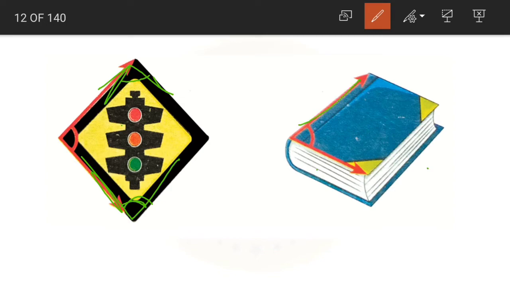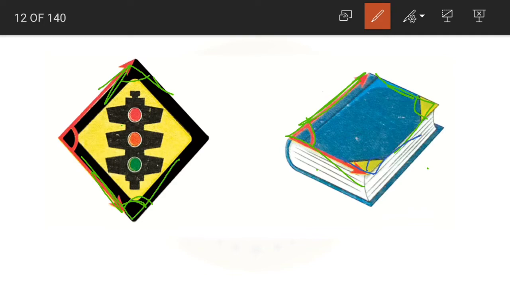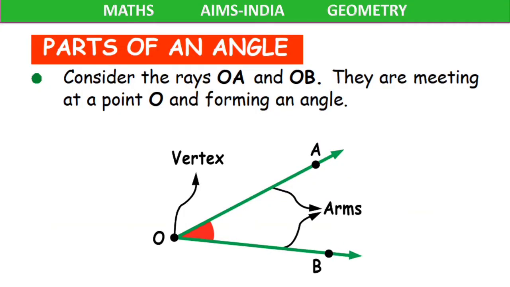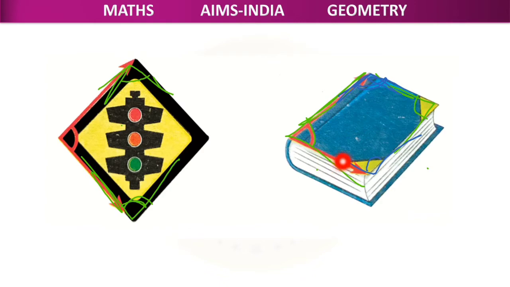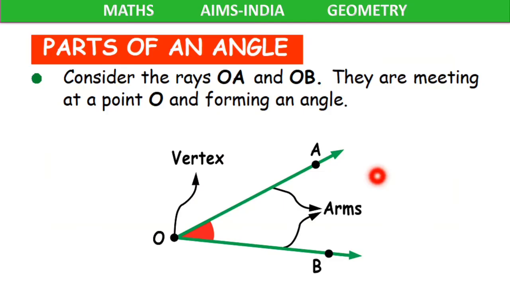Even for this book, children, see here we have an angle. This will be an angle, and again this will be one angle, and this will be another angle. All these are angles. Where two rays are meeting together, they form an angle. And these are some real life examples of where we can find angles.